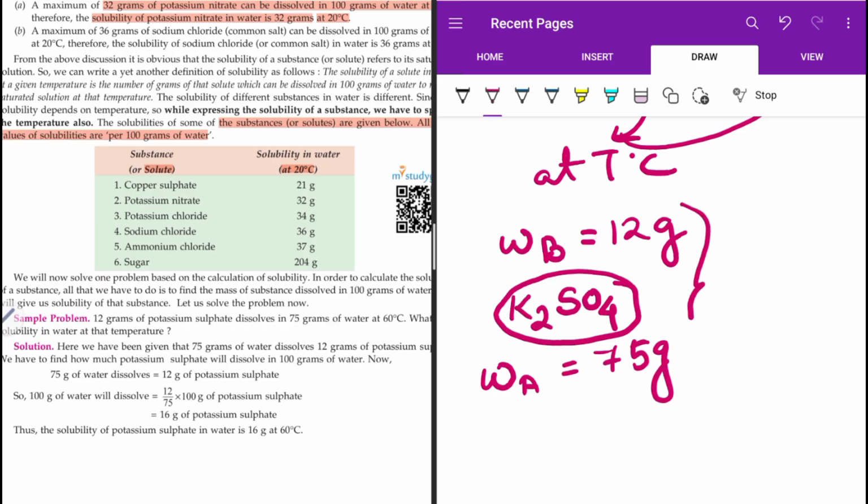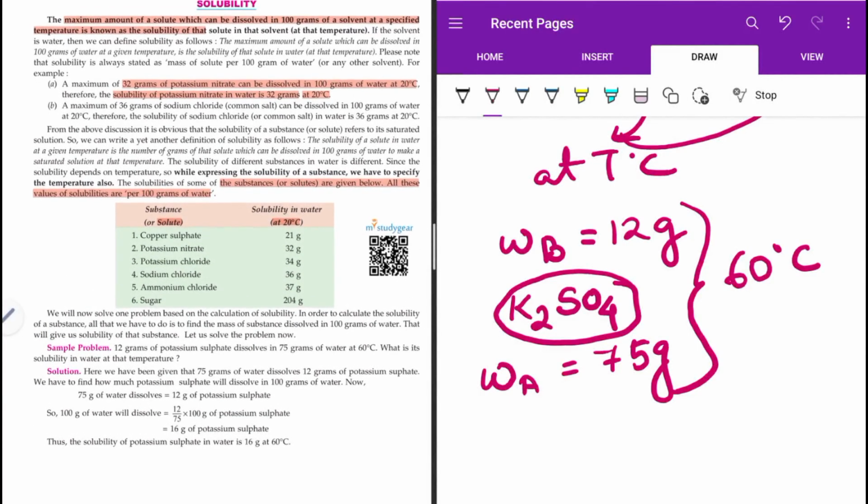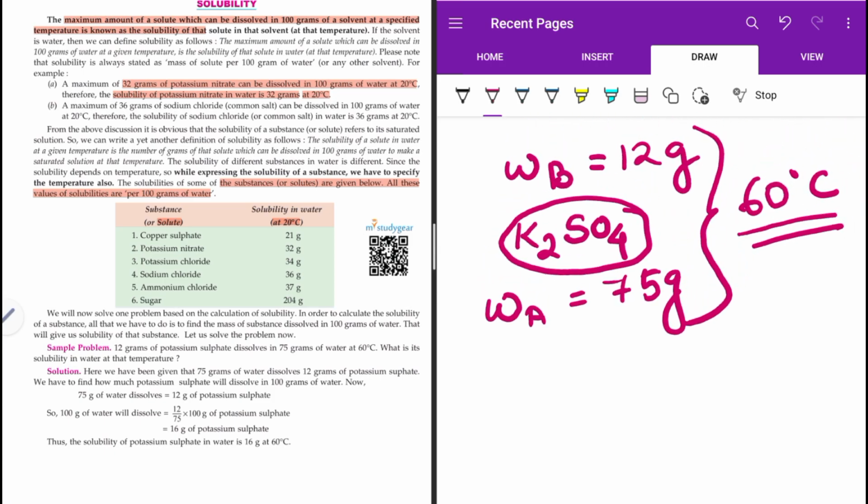The entire process takes place at 60 degrees Celsius. What is the solubility of this salt in water at that temperature? That means 100 gram of water. In 100 gram of water, how much of this potassium sulfate will dissolve if the temperature is 60 degrees Celsius? So it's plain unitary method.